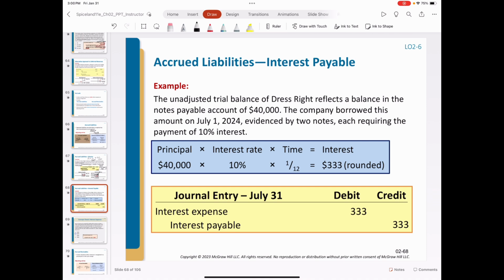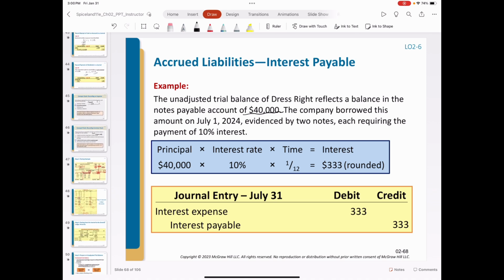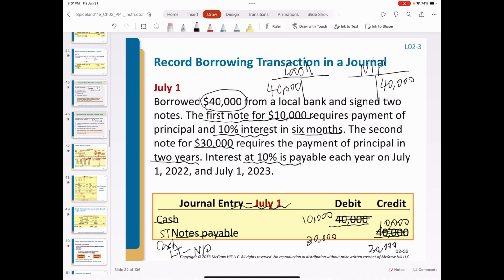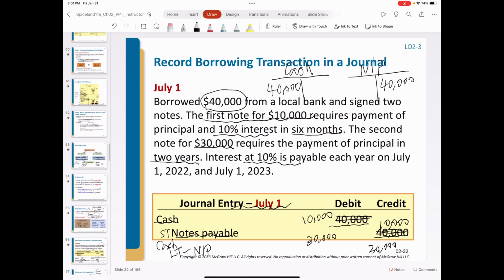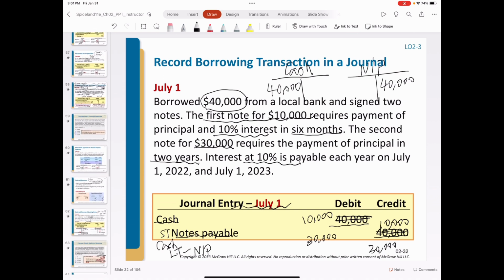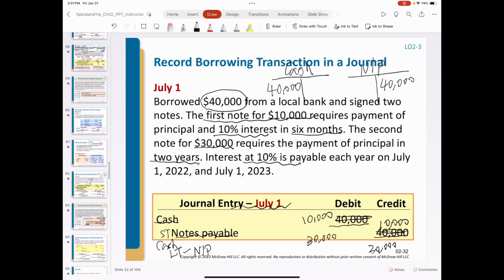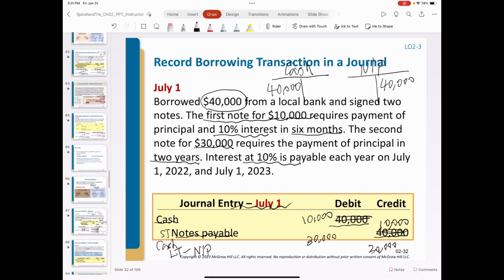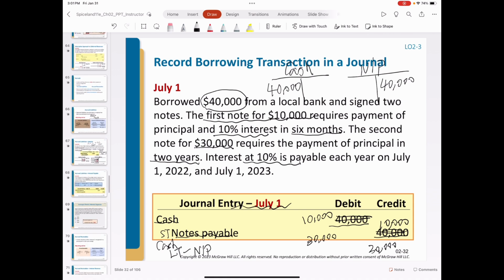This is accrued interest expense. The company borrowed $40,000 from the bank as notes payable. This $40,000 was a result from this transaction. By the end of July, 1 month has passed. We should recognize 1 month's interest expense, because interest expense is a function of time. 1 month passed, so the company should incur 1 month's interest expense.